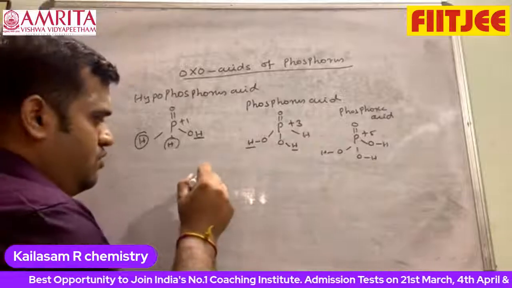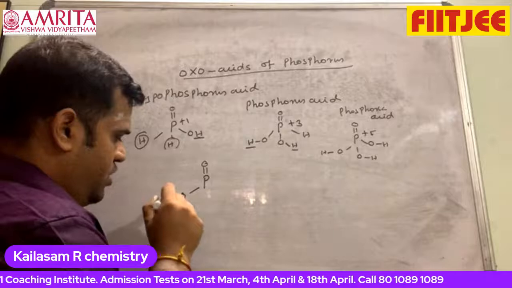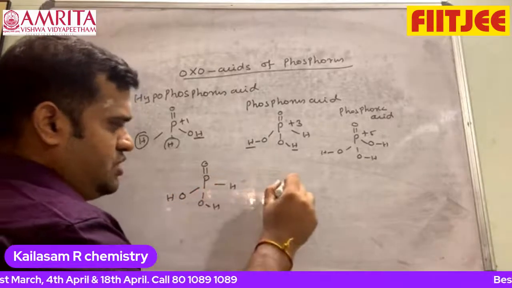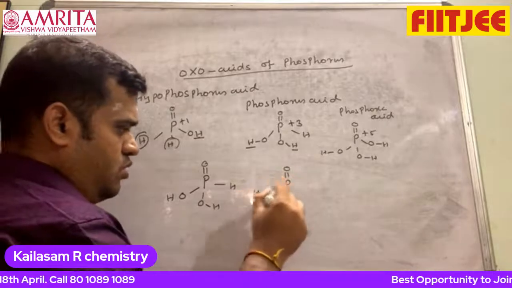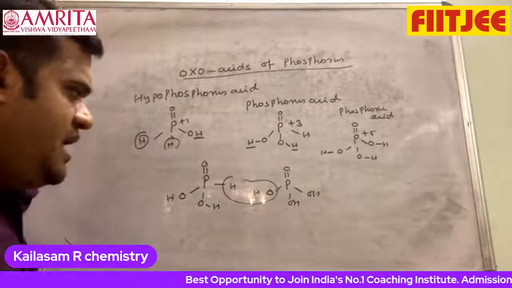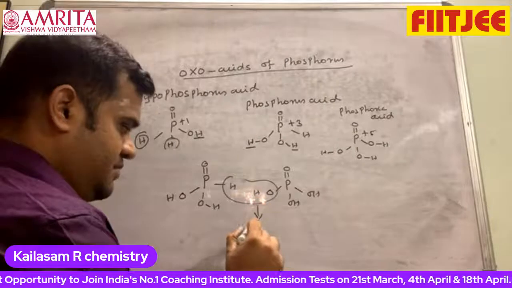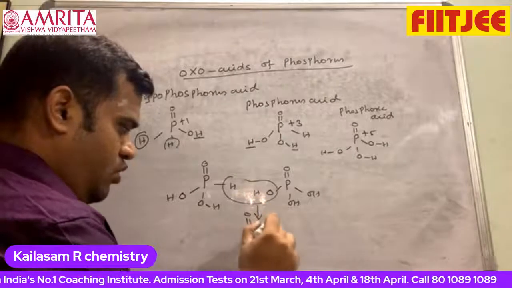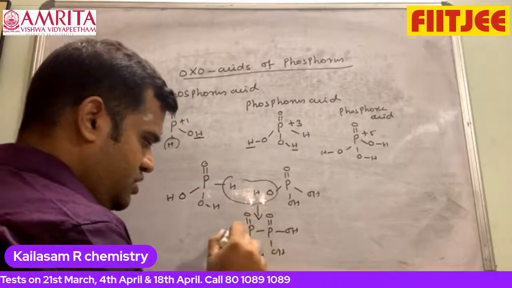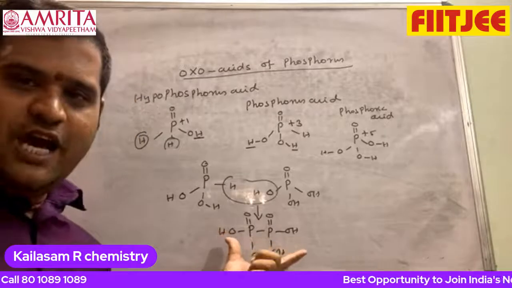Look at this. Now, P double bond O, OH, H, and P double bond O, OH. Remove the water molecule, and we get hypophosphoric acid. Now what I am going to get is P bond P, with double bond O, and OH. This is called hypophosphoric acid.